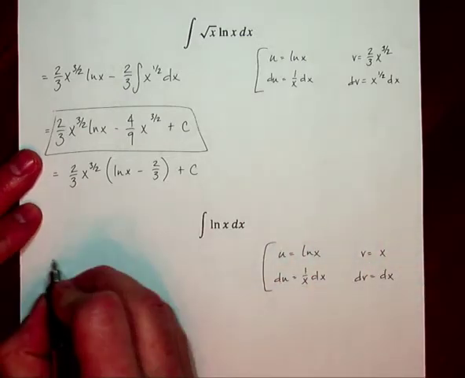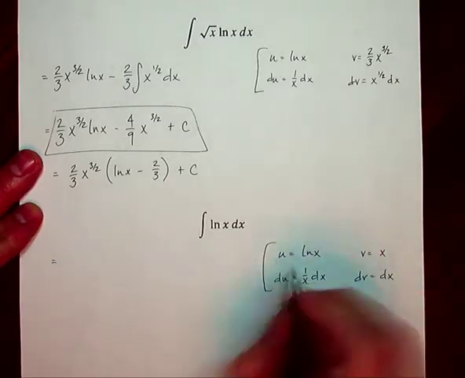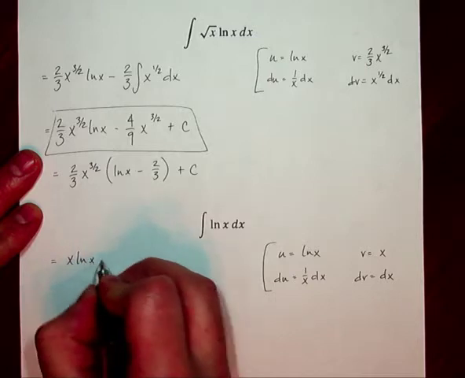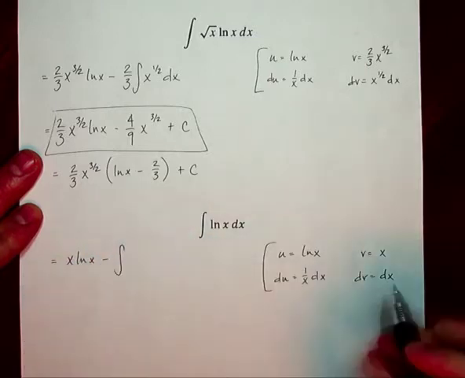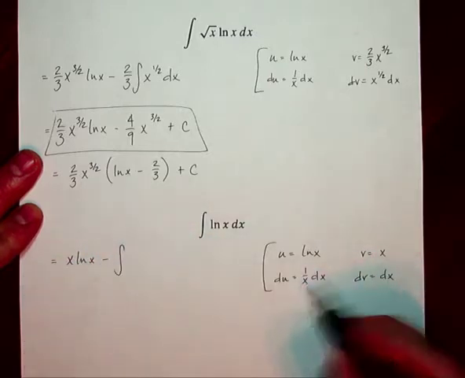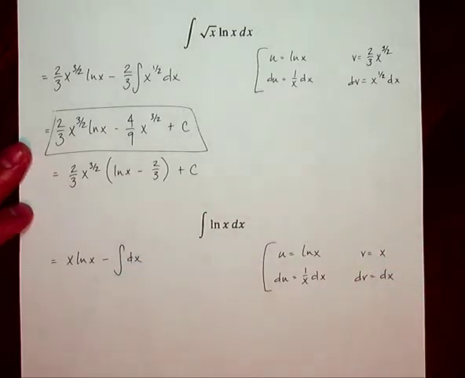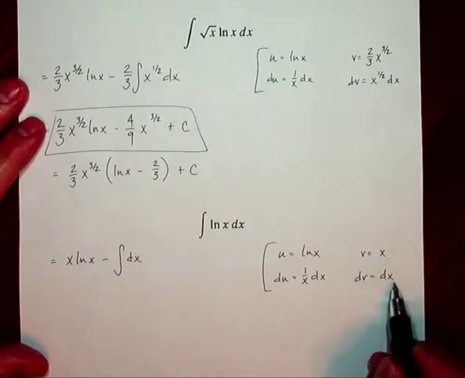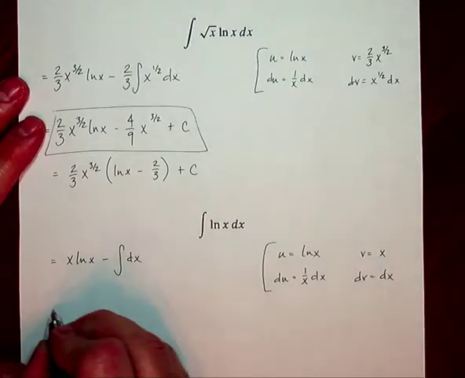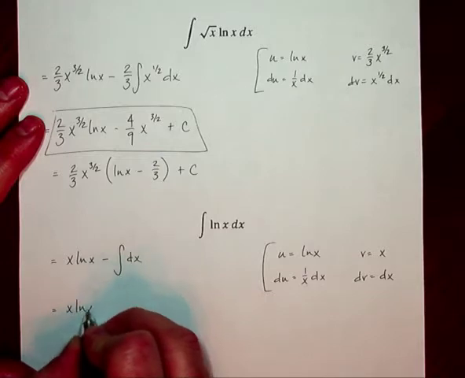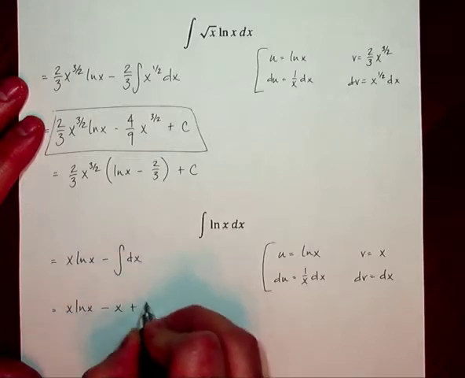Now when I'm looking for my u times v, it's x natural log x, minus the integral of v du. Well, the 1 over x and the x cancel each other out, and I'm just left with the integral of dx. Well, I know how to integrate that because I just anti-differentiated it over here, and I'm left with x natural log x minus x plus c.